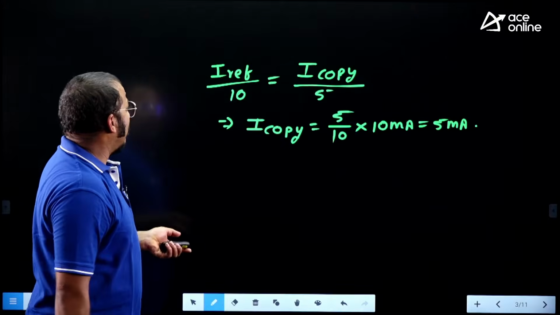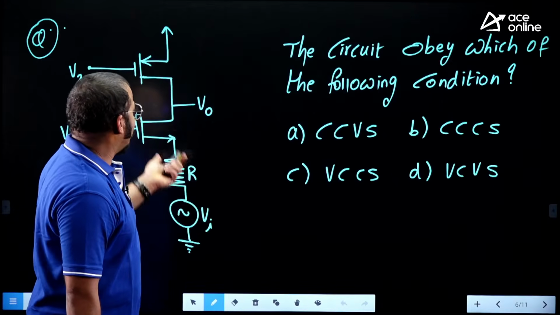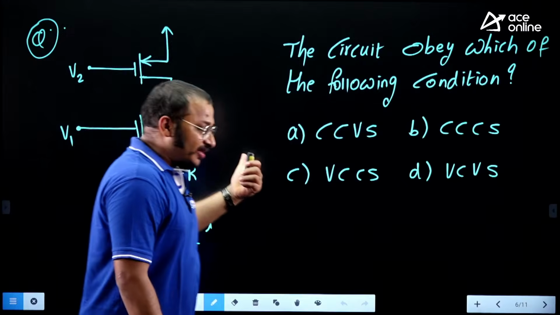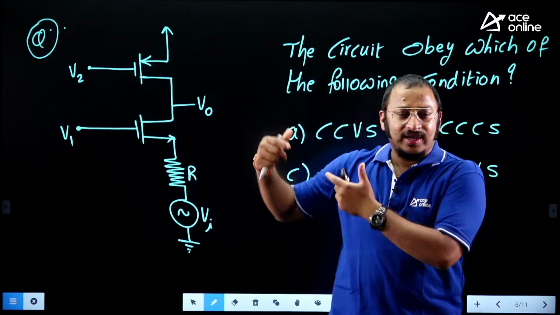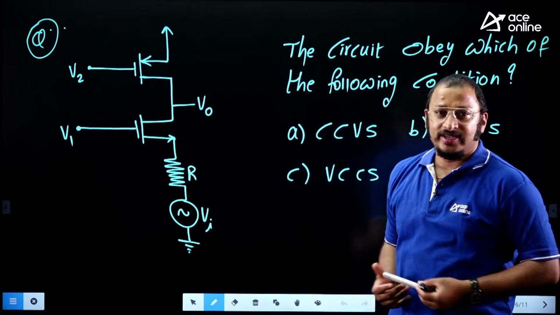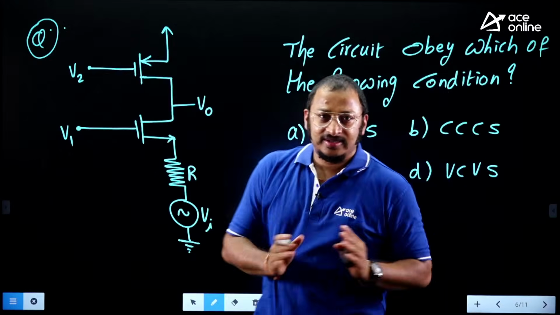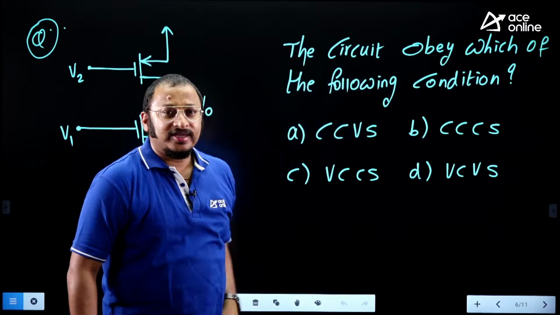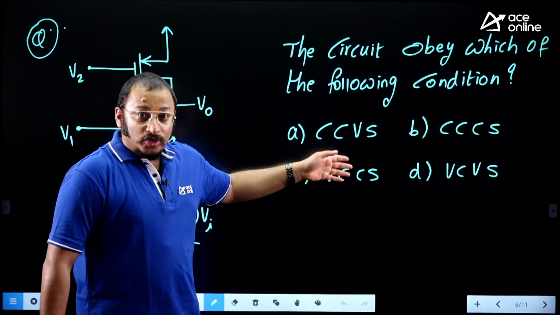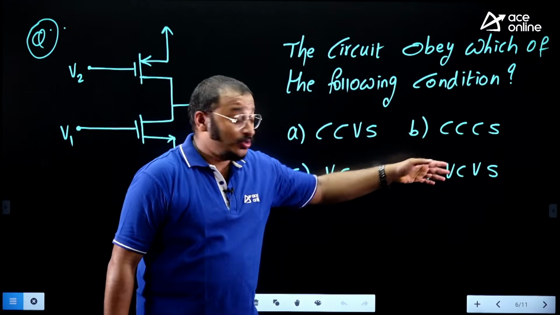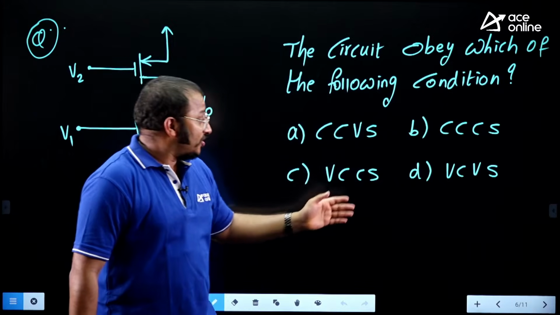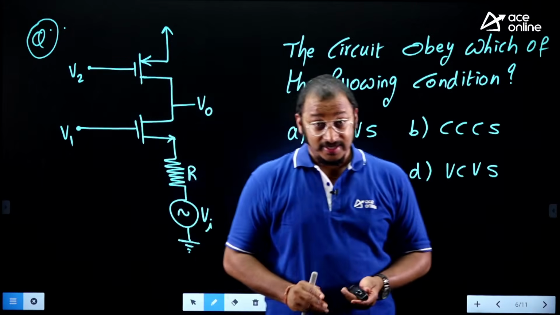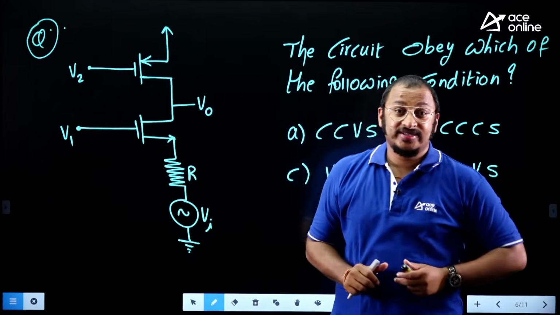Let's enter into another question we have experienced. This is the data given by our students who gave the exam today. If this data is correct, then watch out for the question carefully, guys. The circuit obeys which of the following conditions? Current control voltage source, current control current source, voltage control current source, voltage control voltage source. This was what our students discussed.